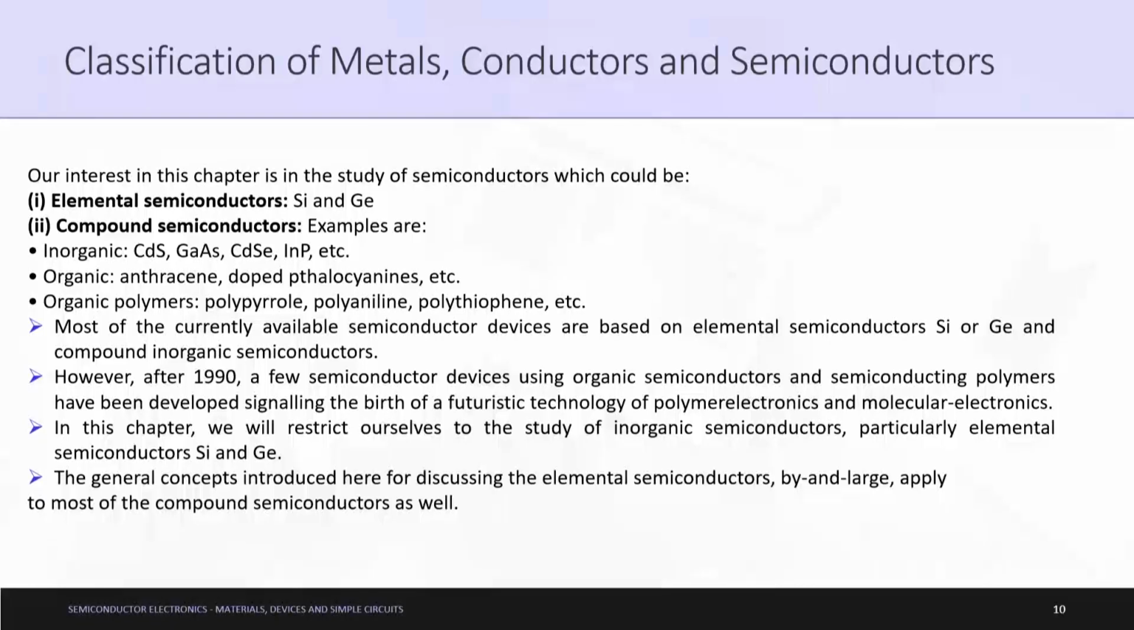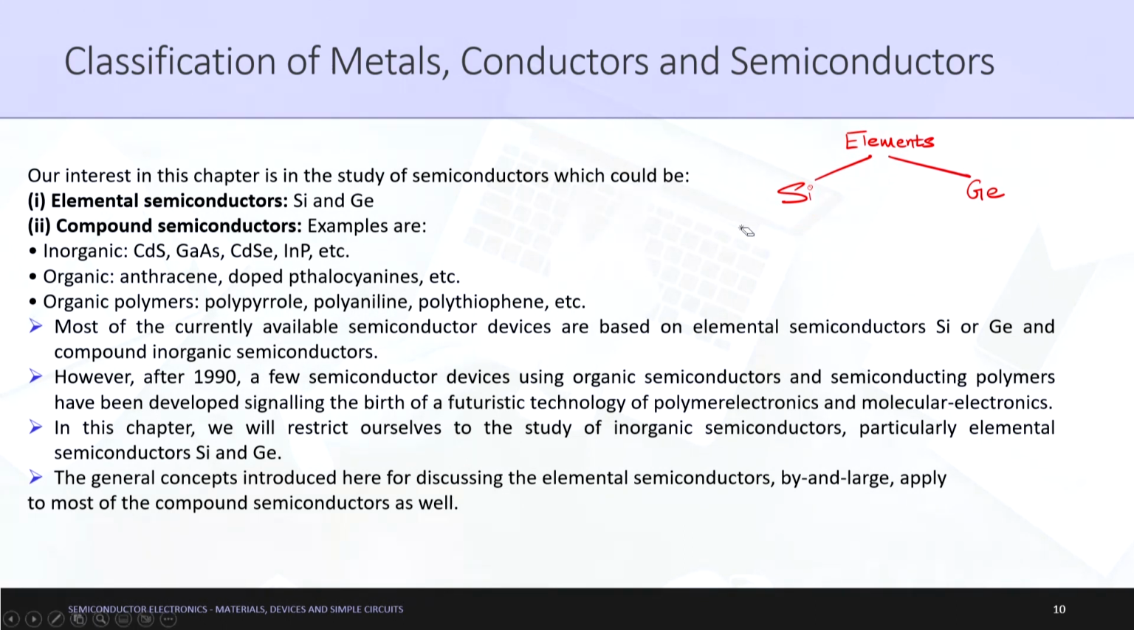Our interest in this chapter is the study of semiconductors, of which there are two types. First are the elemental semiconductors and second are the compound semiconductors. As the name suggests, majority of the things can be understood from the name itself. Elemental means semiconductors whose elements are directly being used, which we already know are present in the periodic table. Two examples are silicon and germanium. The denotation of silicon is Si and the denotation of germanium is Ge.